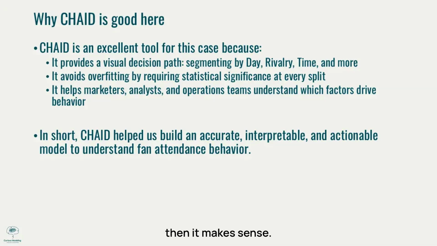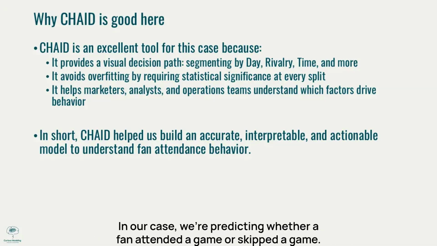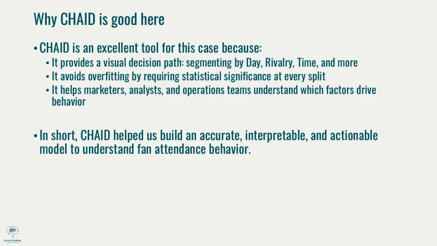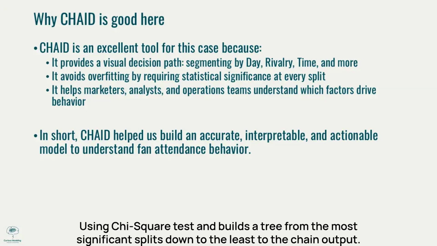Once we've prepped our data, picking the predictors and the target, we train the CHAID model. In our case, we're predicting whether a fan attended a game or skipped a game. CHAID goes through all the predictive variables, tests how strongly each one relates to the outcome using chi-square tests, and builds a tree from the most significant splits down to the least.